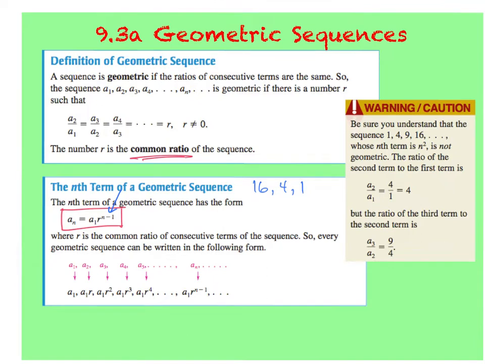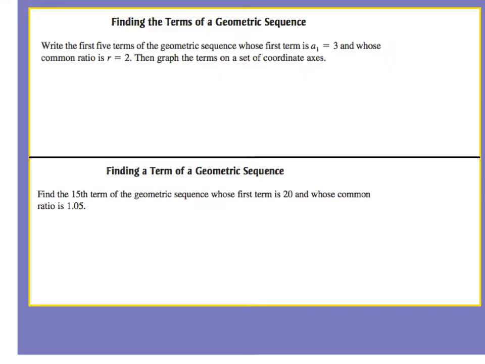All right, pretty good? Do this. So I need a reader. Thanks, Kate. Go. Write the first 5 terms of the geometric sequence whose first term a sub 1 is equal to 3 and whose common ratio is r equal to 2. Then graph these terms. No, we're not doing that. All right, so I'm going to build my a sub n. Even though you don't really need to on this one, we're still going to build it. So my a sub n would equal my first term of 3 times 2 to the power of n minus 1.